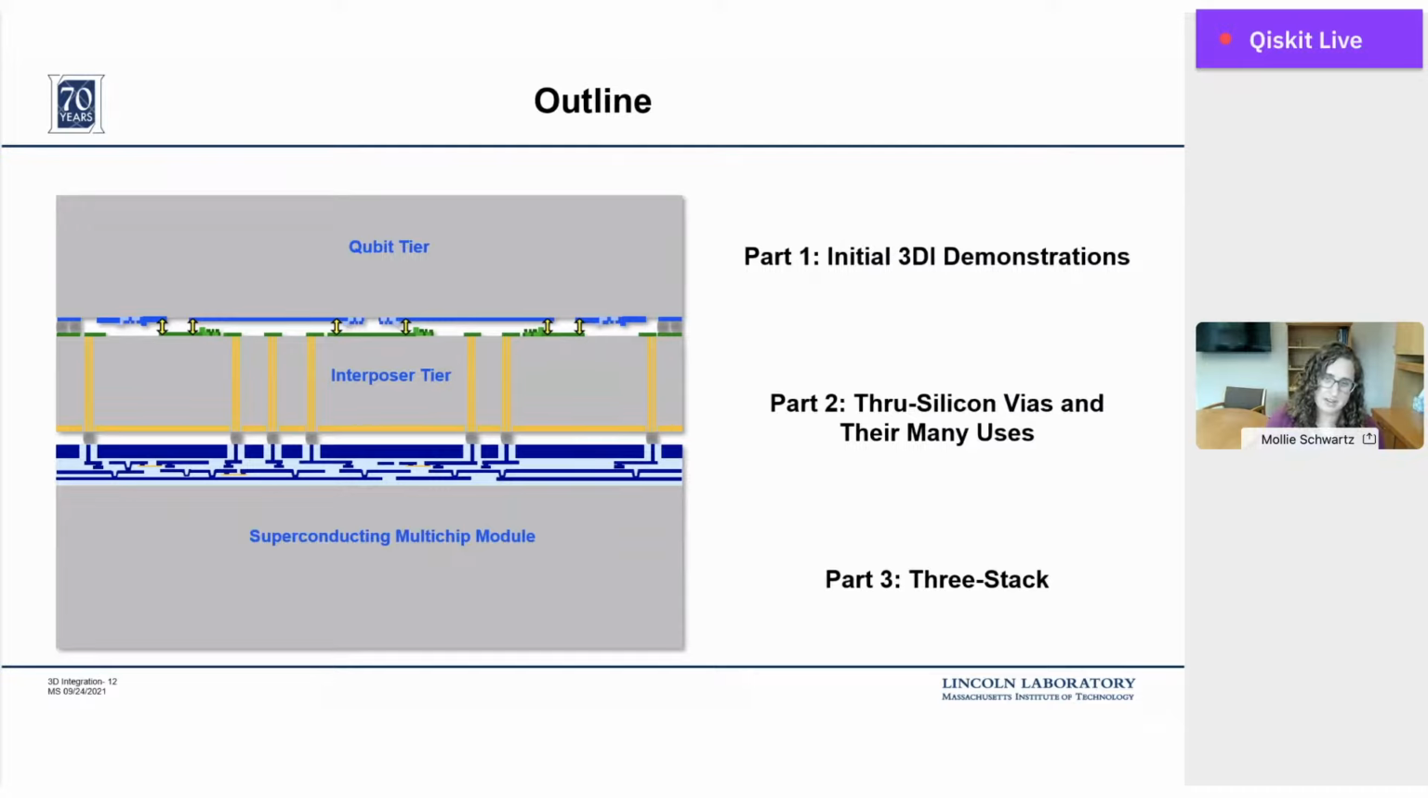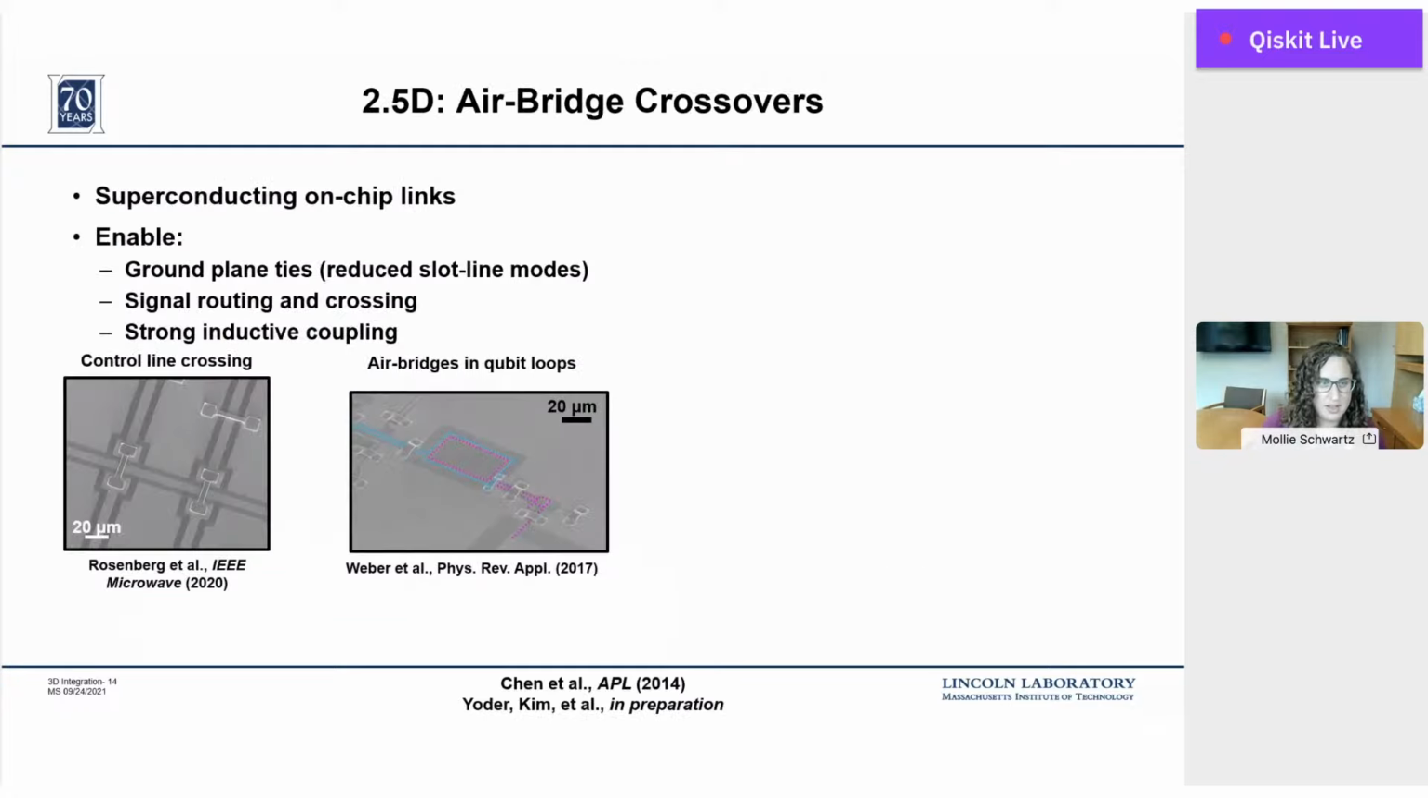In the first topic, I'm going to talk about some of our initial 3D integration demonstrations that really gave us confidence that we could make this three-tier stack a reality. I'm then going to talk about our thru-silicon via interposer and highlight some of the many uses of this tier. And then I'm going to show some exciting new results vetting the full three stack for superconducting qubit applications. So let's start with our initial 3D integration demonstrations.